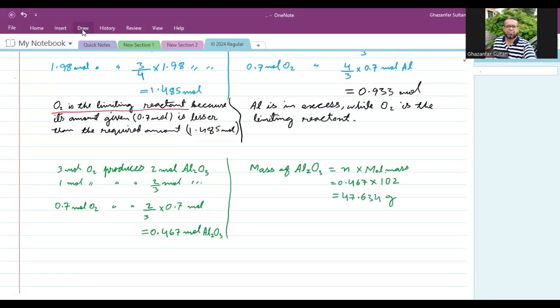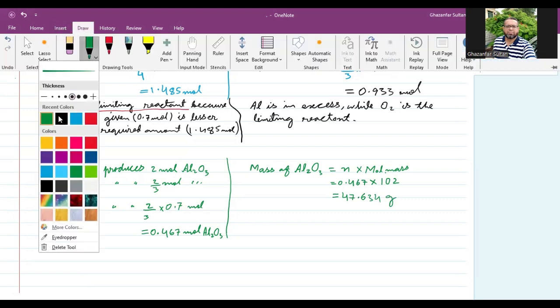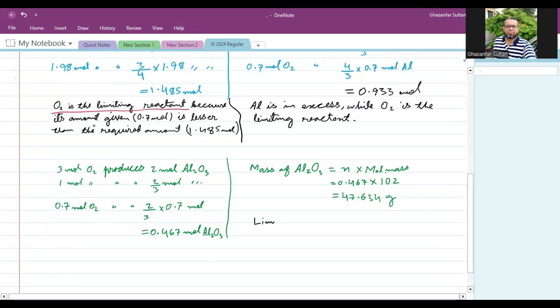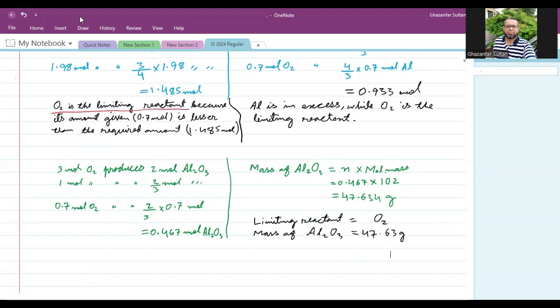So you can write your answer that limiting reactant is O2 and the mass of aluminum oxide is 47.634 gram.